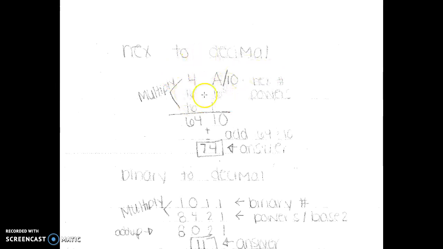Here I wrote my powers. They're a little hard to see: 16 to the 0 power, 16 to the first power. Then I'm going to multiply these two. So 10 times 1 gives me 10. 4 times 16 gives me 64. If I add them together, I get 74. So my hex number 4A is really 74 in decimal.